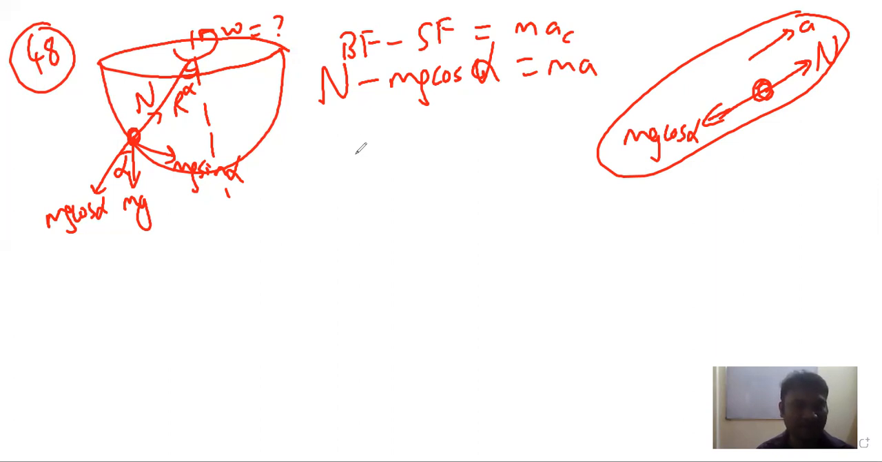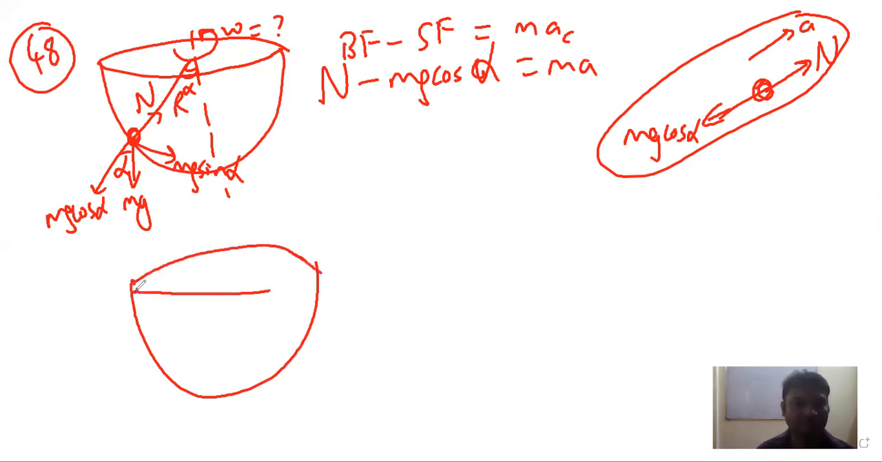So let us see N cos alpha. If I take further components, we want to find the value of omega. So from this, let's try to find. In this case, this circular path is along this direction. So if you see carefully, let me make the diagram once again.